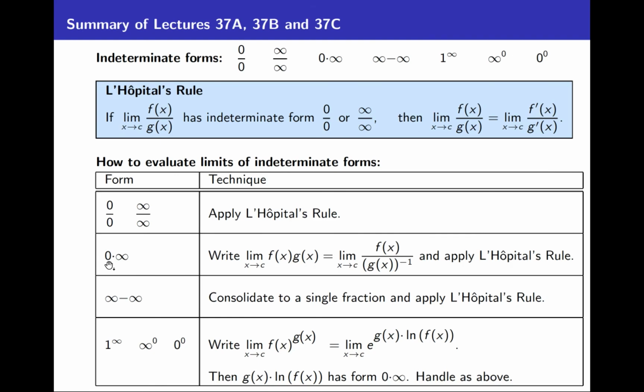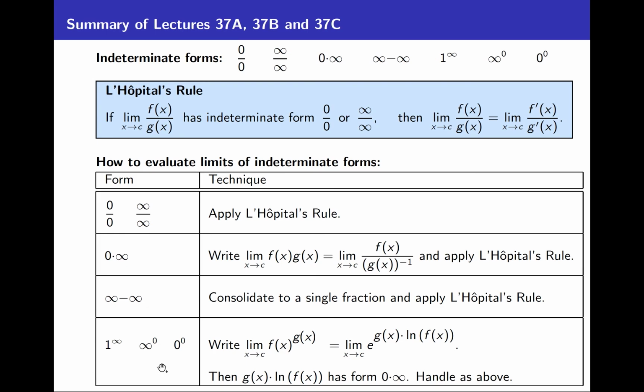If you have form 0 times infinity, write that limit as x approaches c of f of x times g of x as the limit as x approaches c of f of x over the inverse of g of x. It's reciprocal. Or bring the f of x down. And you'll get an indeterminate form 0 over 0 or infinity over infinity when you do that, and you apply L'Hopital's rule. For infinity minus infinity, we consolidate into a single fraction and apply L'Hopital's rule.